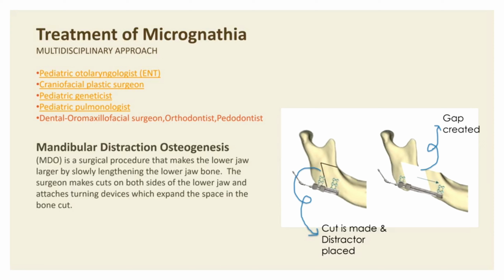Let's see what mandibular distraction osteogenesis is. It's done to correct micrognathia. Surgical lengthening of the mandible is done. A cut is made on both sides and a distractor is placed. It is activated accordingly. So a gap is created and now new bone deposition occurs. This procedure will be discussed clearly in oral surgery. I'll be making a separate video on it.